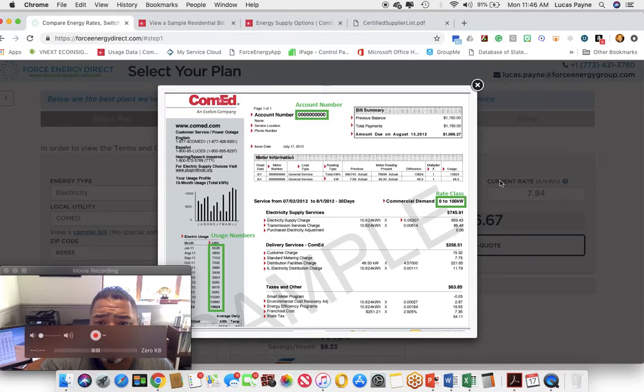On a business or commercial bill, you'll need to know this rate class. And over here on the left, and I'll show you again on the residential sample, you'll see all the usage numbers. Now to get the last 12 months, you can quickly just add these up. You can round them to the nearest 1,000. So 10, 10, 10, that's 30, another 3, 33, 39, 42. Just quickly add them up or grab your calculator until you understand the last 12 months of usage.